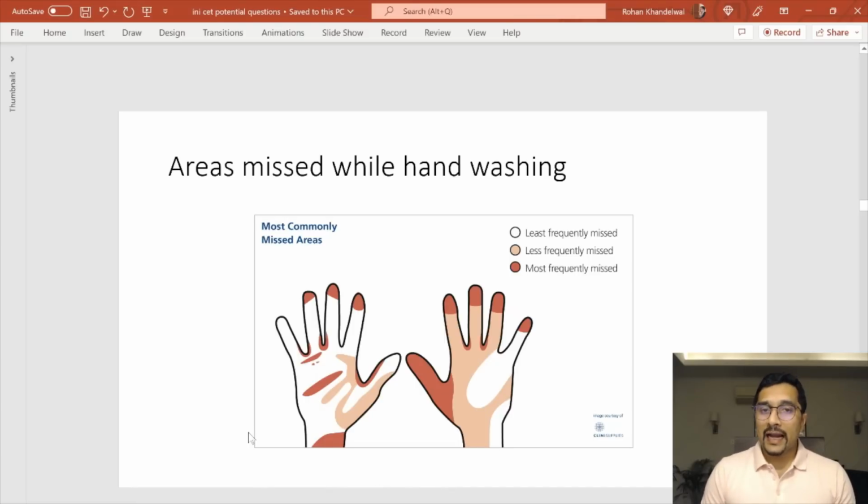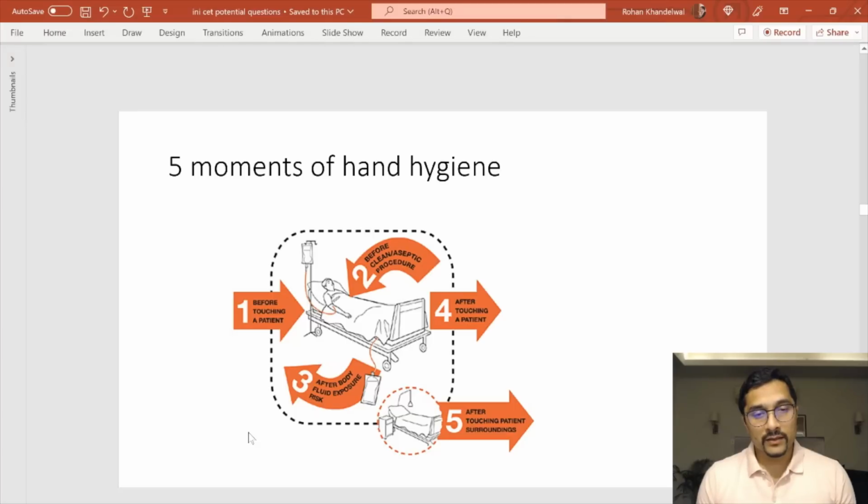Hand washing, hand hygiene, and prevention of wound infection is another important topic. The areas which are frequently missed, even if you do a proper hand wash, are the thumb, interdigital clefts, and the tips of the fingers.